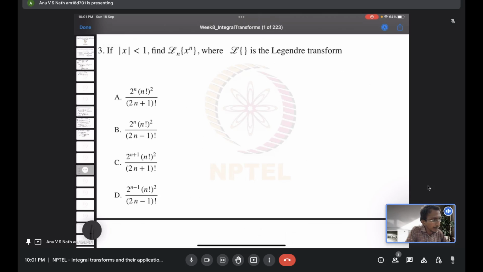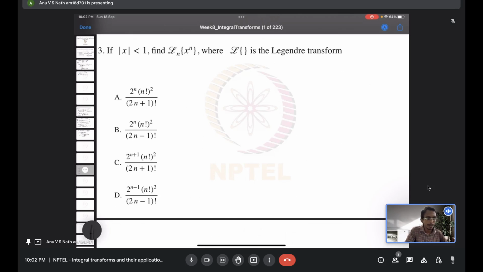Yeah, so if mod x is less than 1, find the Legendre transform of x raised to n. So we need to use the Legendre polynomial. So it's the n order Legendre transform, where we are using the Legendre polynomial of order n. So that's the question. We'll just use the basic definition. Okay, so options are given. So you can try it for a moment and let's see if you can make any progress, and after that I will explain.